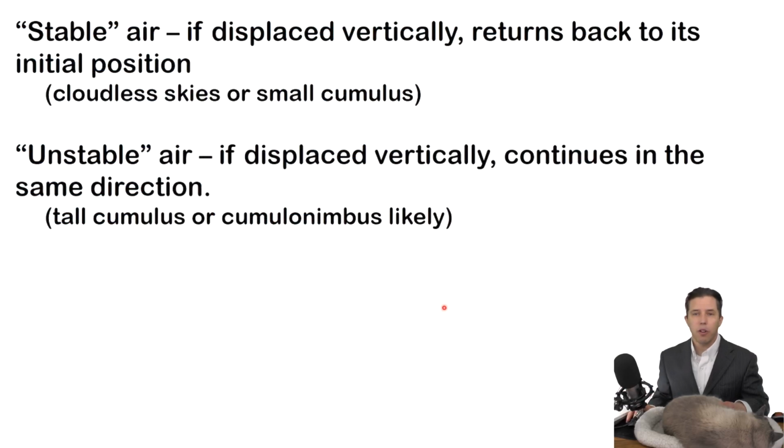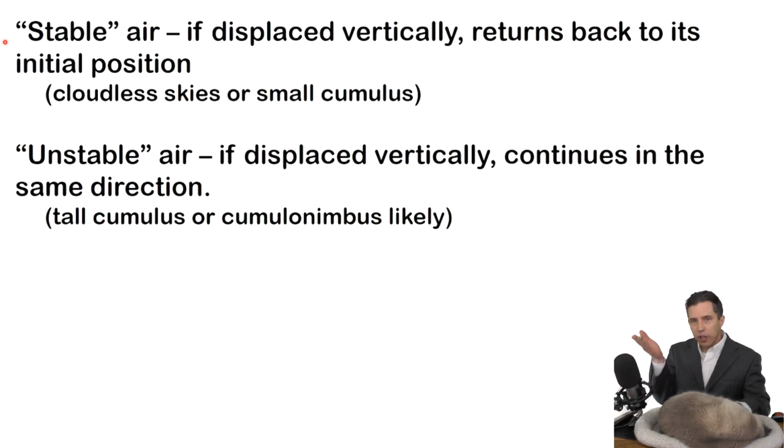Now there's a couple of words to describe these conditions. If we say we have stable air, what that means is that if I try to make air rise, it sinks back down to its initial position. Also, if I push air down, it wants to pop back up to its initial position. If you have stable air, and this is a term you'll hear maybe in a weather report sometime, that means that the skies will probably be cloudless, or you might have some little tiny cumulus clouds. The opposite of that is unstable air.